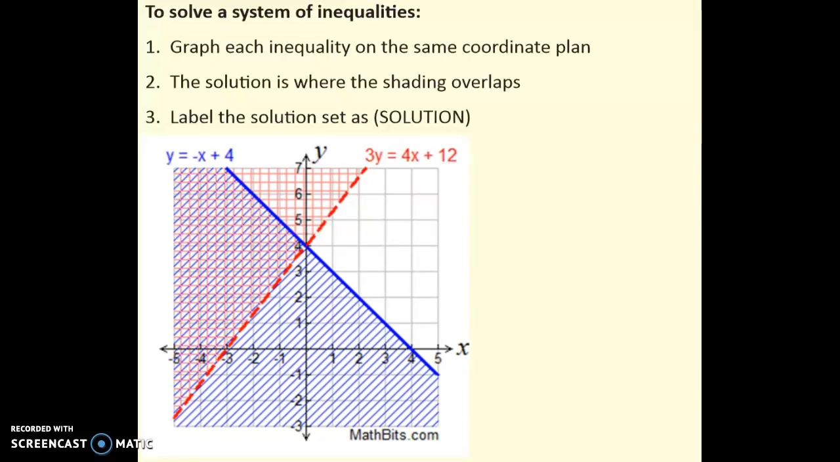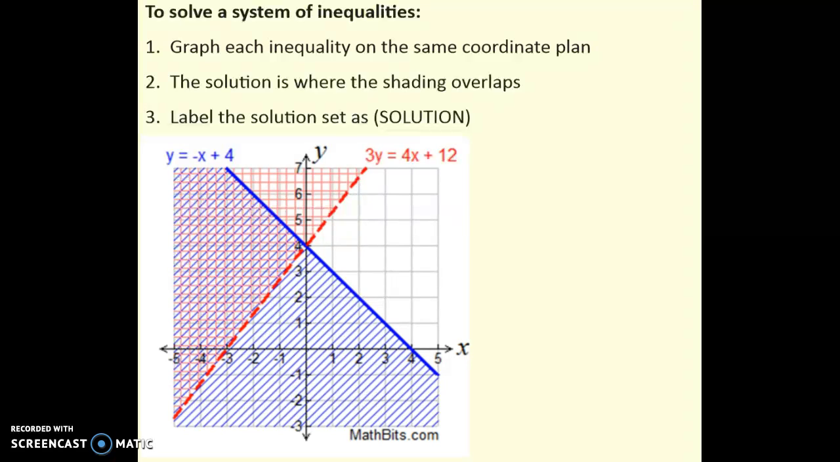All right, we've got Regents Review number 8. What we're going to be dealing with today is solving a system of inequalities. We already did a system of lines, or linear equations, so now we're going to do inequalities.